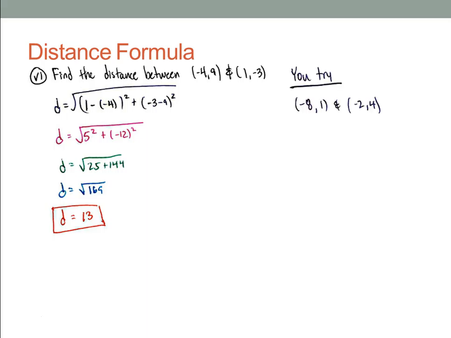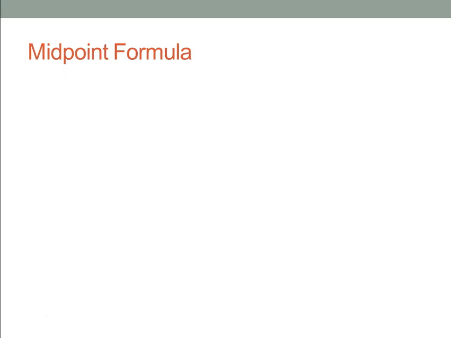Pause the video and come back when you've found the distance. And now that you're back, here we go. Did you get the square root of 41? Now you might think to yourself, what? Square root of 41? Why isn't mine neat and nice like Mr. Hain's example here with the 13? Don't worry, it's the same thing. It's just an irrational number. You're fine.